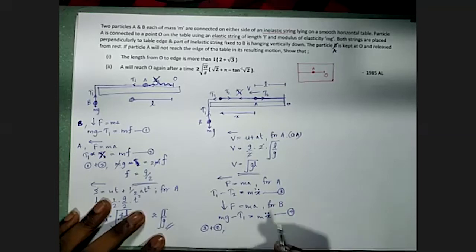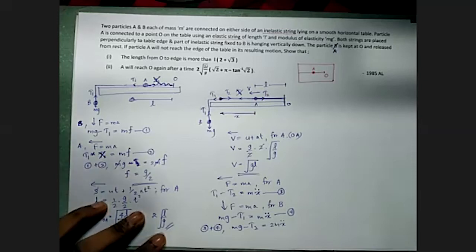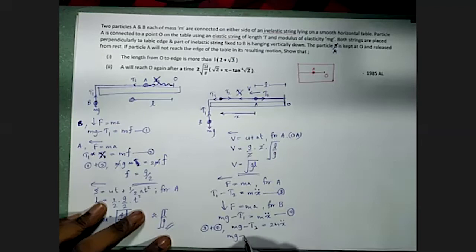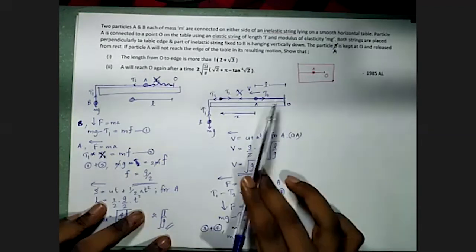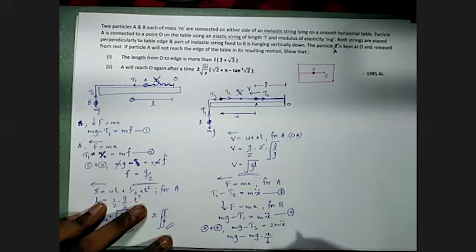3 plus 4, T1 gets cancelled. The answer is mg minus T2 equals twice m x double dot. Now what is T2? T2 is the tension given by the elastic string. We can apply our equation: modulus of elasticity, given in the question, times extension x over natural length L.